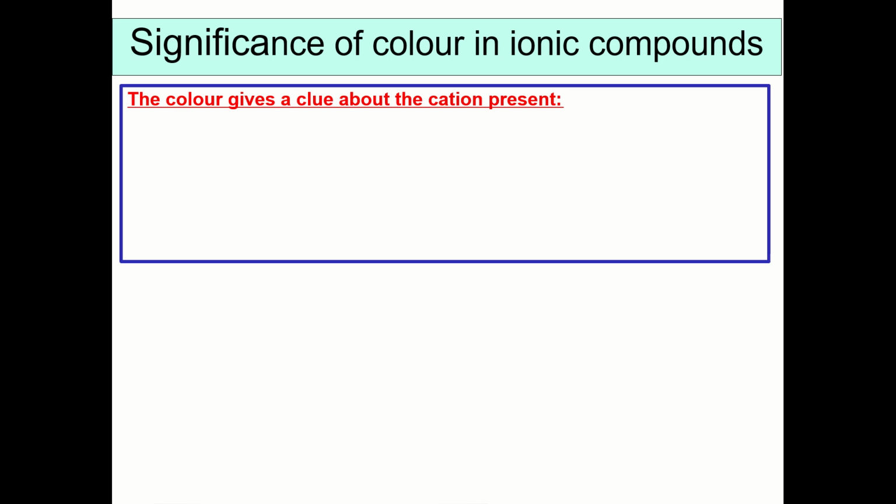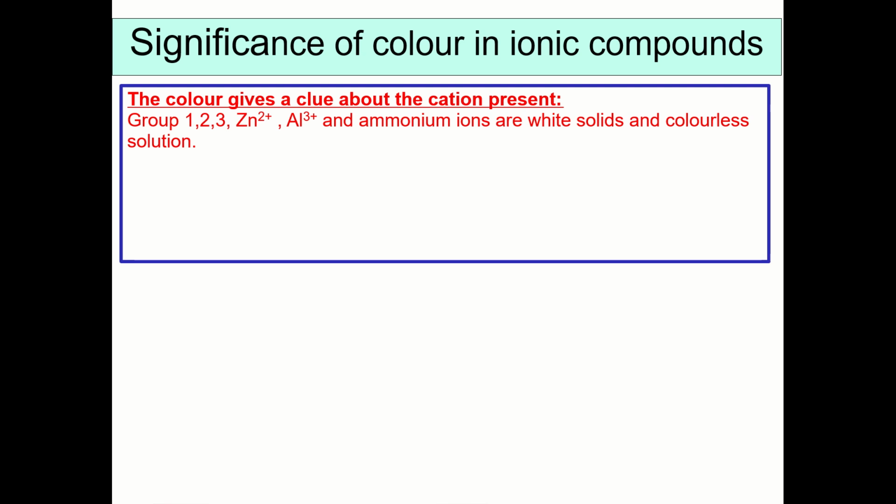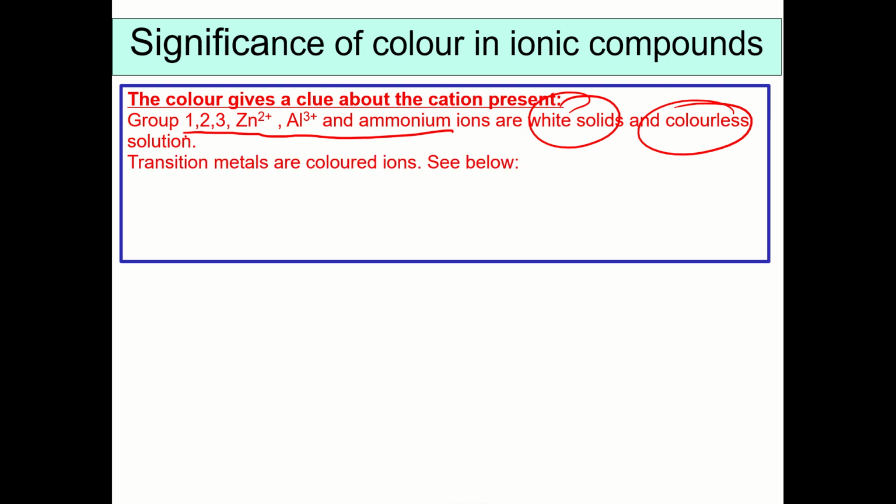So the first thing you need to be familiar with is the significance of colour and what it tells us about the compound. If I have a coloured compound, you can take clues from that as to what ions might be in it. So for example, if I have a white solid, or a colourless solution, I can tell that the compound must contain a cation which is from group 1, 2, 3, or maybe zinc or aluminium, or ammonium ions. It doesn't narrow it down massively, but it does rule out a lot of ions.